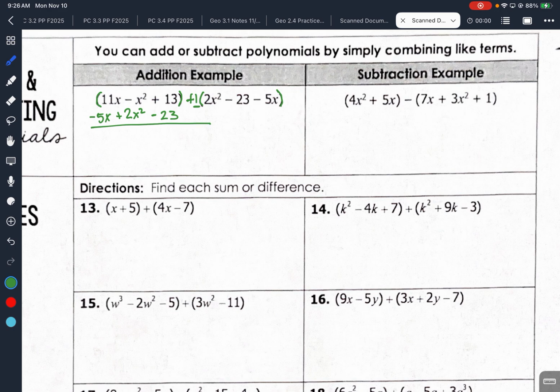And then I'm going, oh, x squared is my biggest exponent, yes? Yeah. So should that come first? Yep. So negative 1 plus 2 is 1x squared. And then next is the x. So 11 minus 5 is 6x. And then 13 minus 23 is negative 10. So I combined like terms. Is it in standard form?